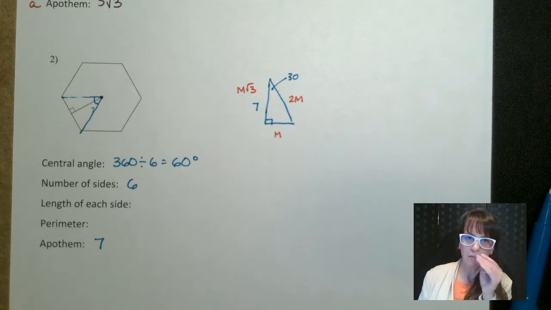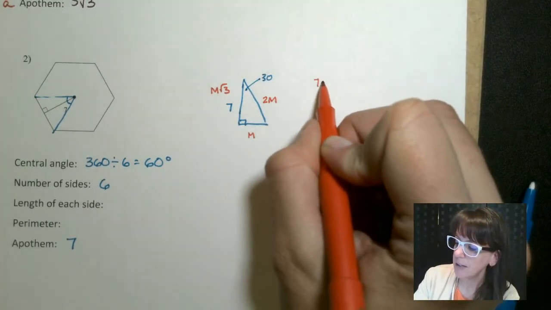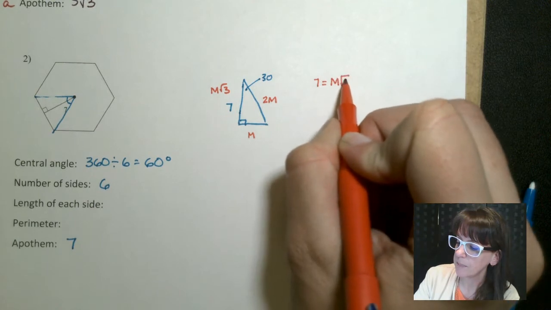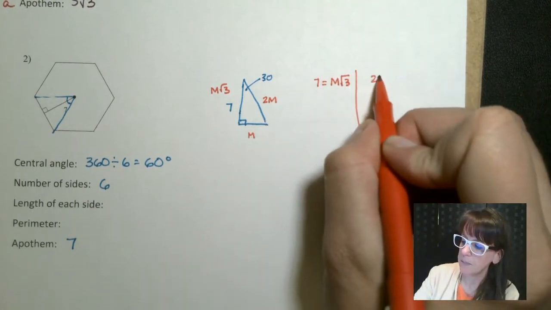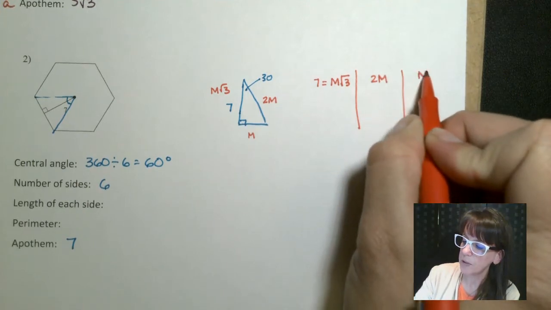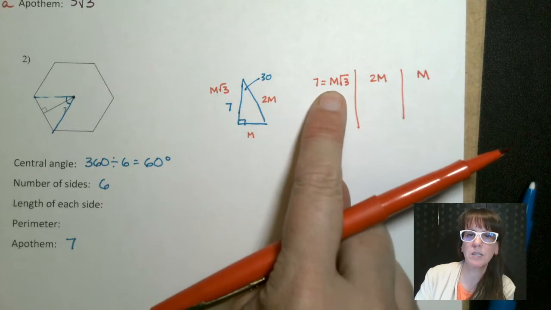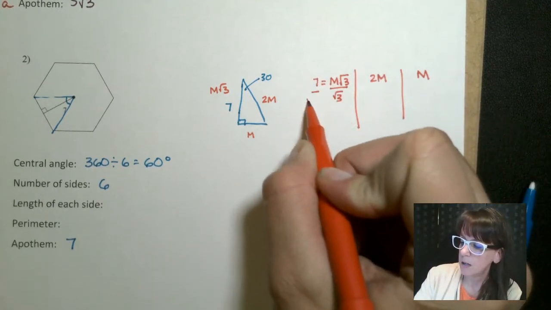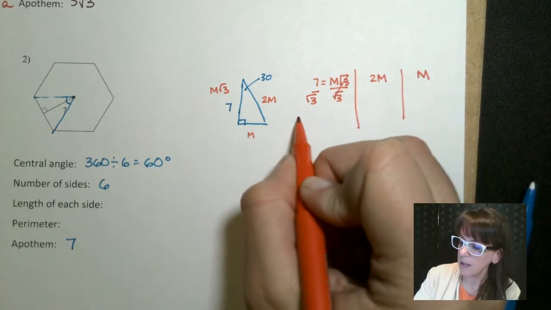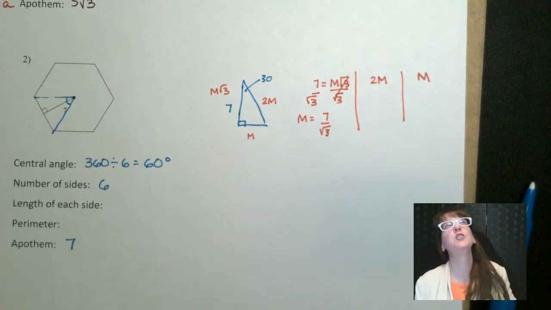So for the sake of this triangle, we have 3 equations. We have 7 equals m root 3. And then we've got 2m and m. In order for us to figure out 2m and m, we've got to figure out m. And so right here, in order to get m, we're going to divide both sides by root 3. So m equals 7 over root 3. We're done, right? Just kidding.